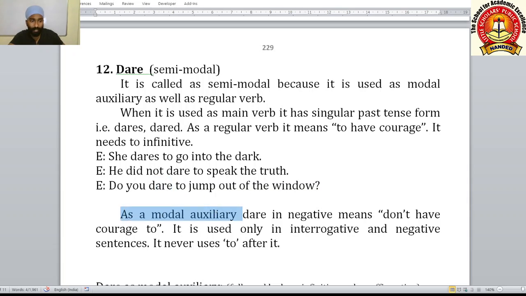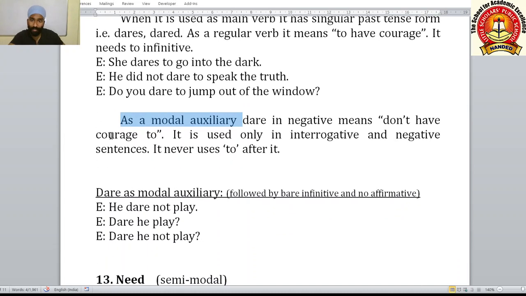Thereafter, as a modal auxiliary, dare in the negative means don't have courage. It is used only in interrogative and negative sentences. It never uses to after it. Means modal auxiliary dare does not use to or to-infinitive after it. Modal auxiliary dare and modal auxiliary need are only used in negative as well as interrogative sentences. Dare as a modal auxiliary is followed by a bare infinitive, and no affirmative. He dare not play. Dare he play?